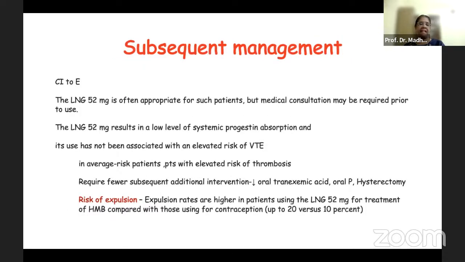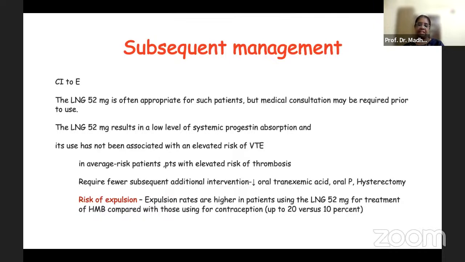Now, what comes into play in subsequent management is our wonderful Mirena. The LNG IUS 52 is often used for such patients, but we may have to get a medical consultation before using Mirena. This is because Mirena results in very low systemic progestin absorption, and it has not been associated with venous thromboembolism. So, in average-risk patients with elevated risk of thrombosis, you can use this LNG IUS. People using it have fewer subsequent additional interventions, decreased oral tranexamic acid, decreased oral progesterone, and decreased hysterectomy. In fact, in the UK, hysterectomy has decreased by 80% after the advent of this LNG IUS.